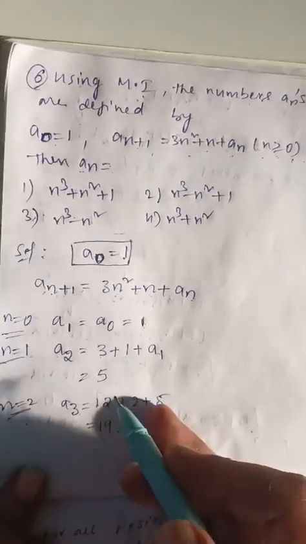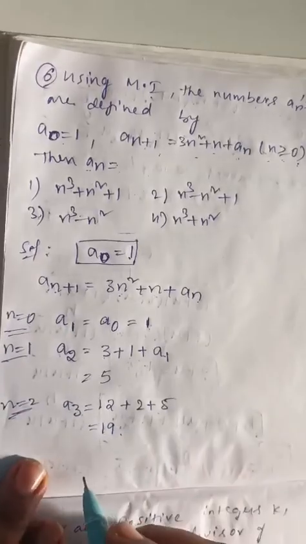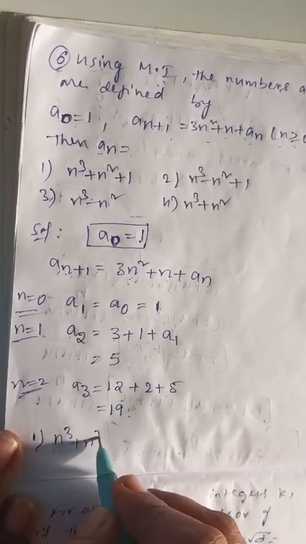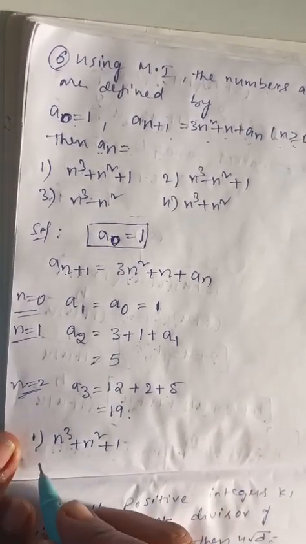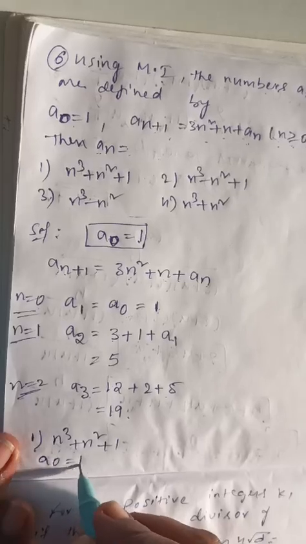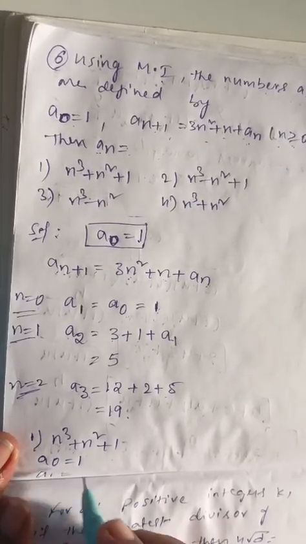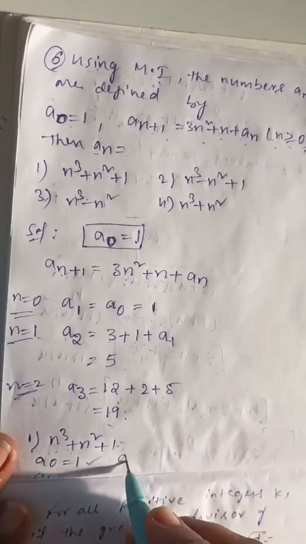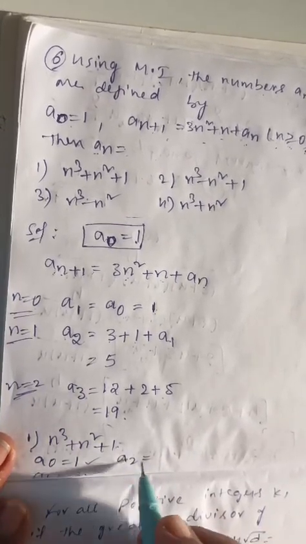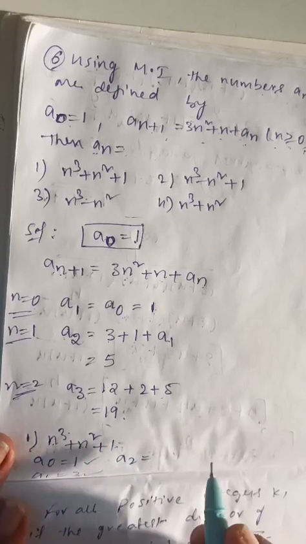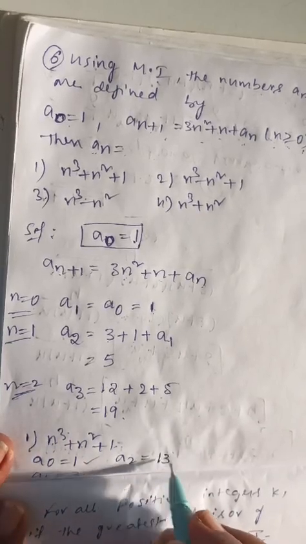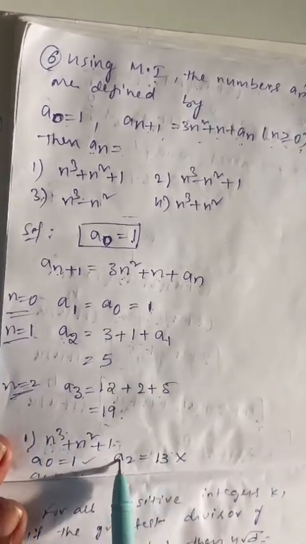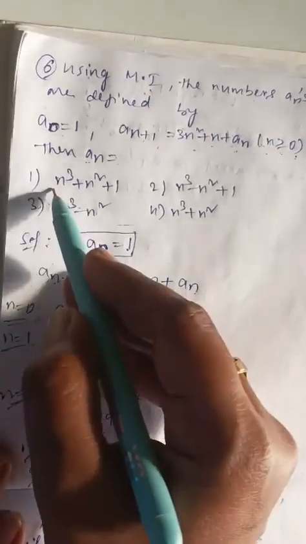Now check the options. Take the first option, which is n cube plus n square plus 1. Here a_0 is equal to 1 always, a_1 is 1 plus 1 plus 1, 3, which is also right. But a_2 is 2 cube plus 2 square plus 1, so 13. So this is not right because we got a_2 equal to 5, but here it is a_2 equal to 13. So the first option is wrong.